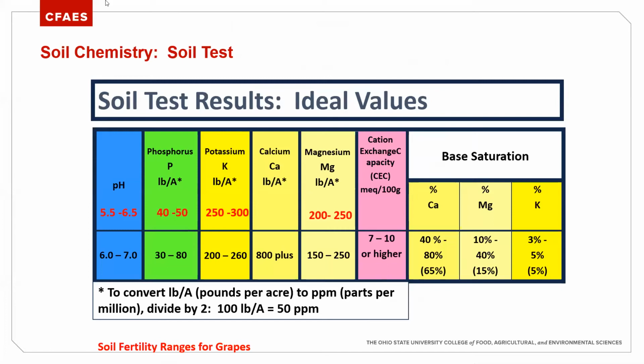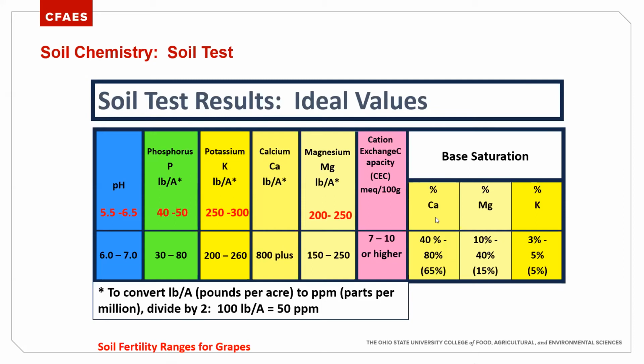Another thing to notice is that these are in pounds per acre, and sometimes you will get soil tests back that are in parts per million, ppm. Simple conversion: ppm times 2 gives you pounds per acre. If it's pounds per acre and you want ppm, divide it by 2 and you'll get the ppm.